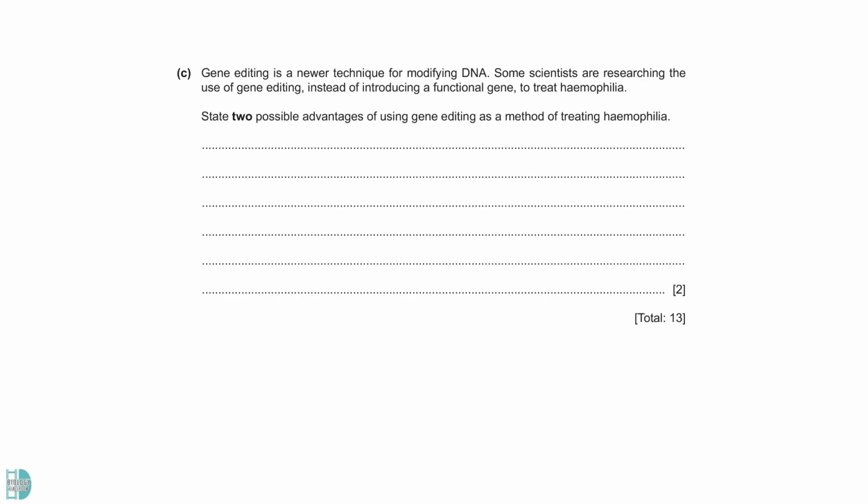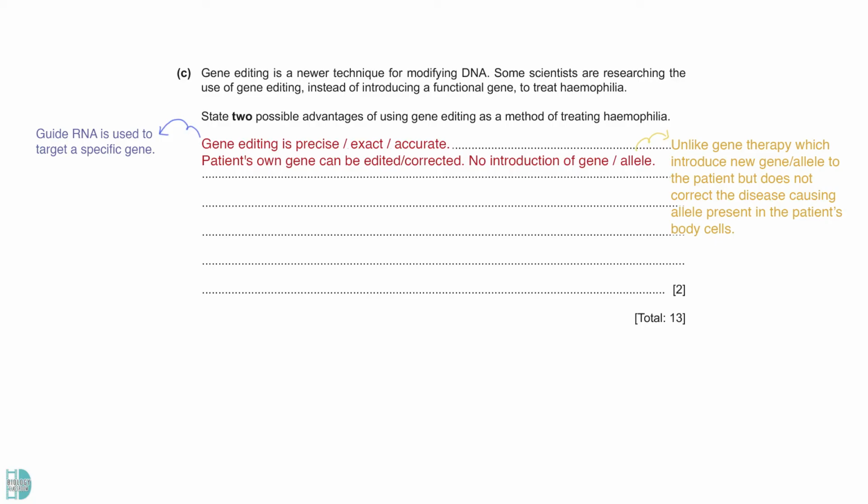C. State 2 possible advantages of using gene editing as a method of treating hemophilia. Firstly, gene editing is precise or accurate, using guide RNA to find the targeted gene to be cut by Cas9. A patient's own gene can be edited or corrected, so no introduction of a gene or allele is needed. Promoter also does not need to be introduced. Gene editing does not involve viruses, so there is less or no risk of cancer or immune response.